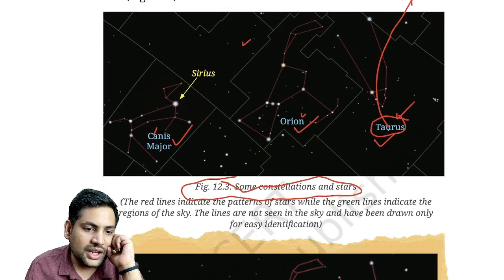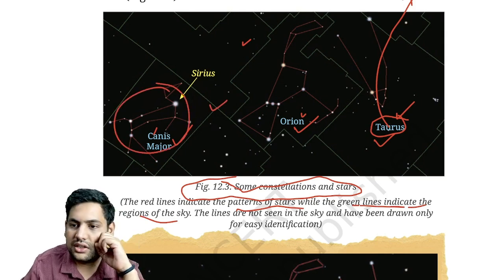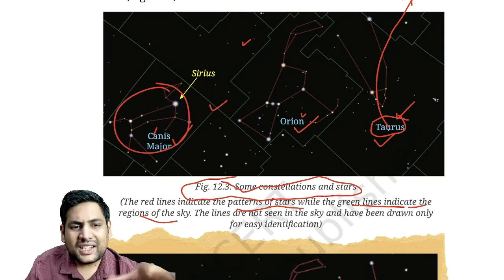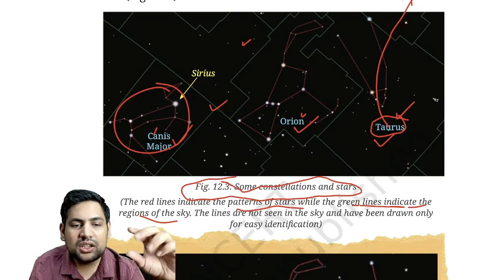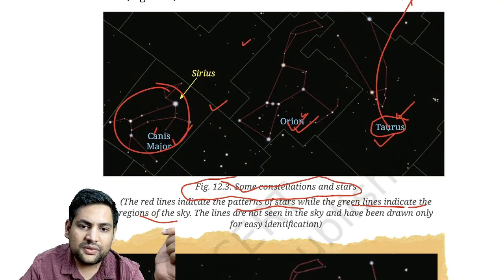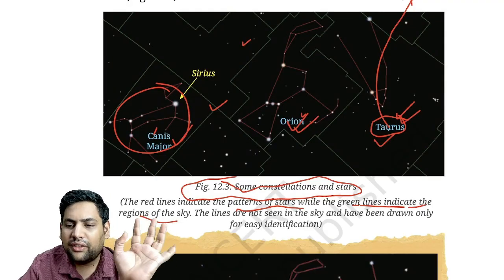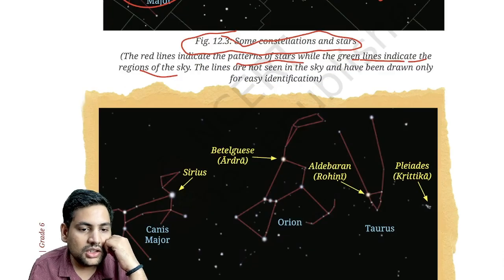Now see, it says the red lines indicate the patterns of the stars, correct, while the green lines indicate the regions in the sky. This is the green line and these are the red lines. Understood? The patterns are not very important for you to understand, because as I told you, this is not unique, this is according to cultures, and these are some of the major identified ones.